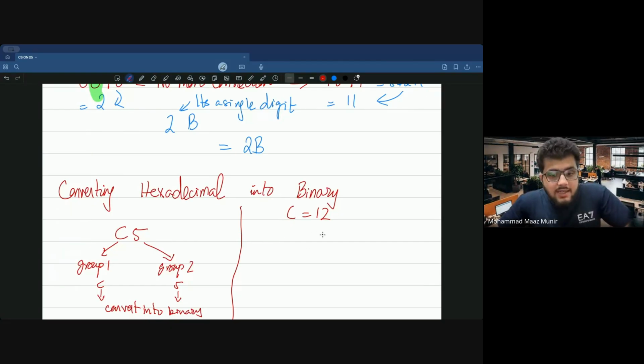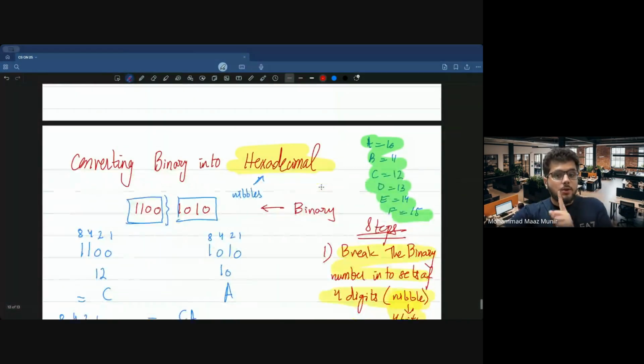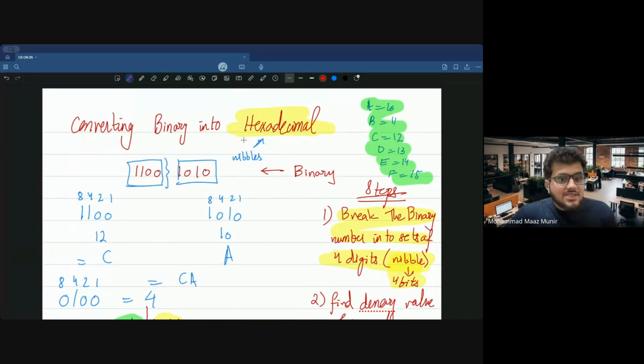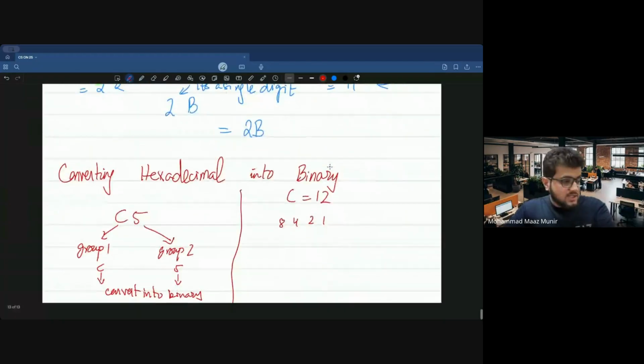Now I will be writing it just like before, 1248. Why 1248? Because I told you that we are only going to be dealing with nibbles. A nibble is a 4-bit group, so we will be having 4 digits always in a nibble. So the values are always going to be 1248. It won't be greater than 1248.